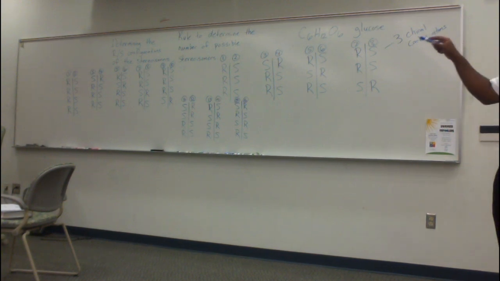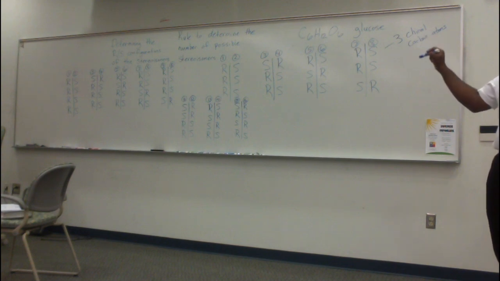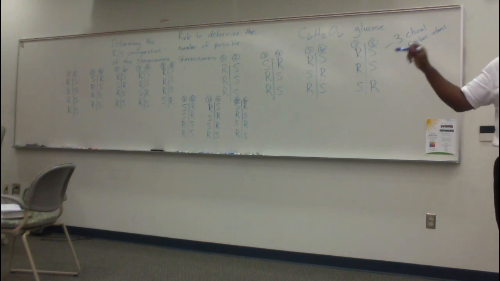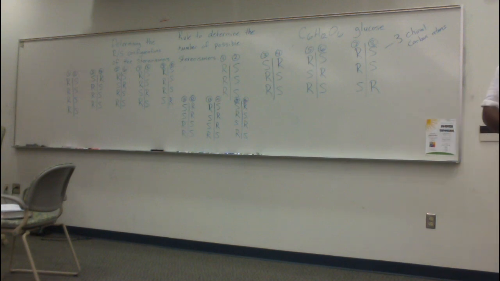So you got 16 with alpha for all of them, and you get 16 with beta for all of the rest of them. And that will give you a total of 32.